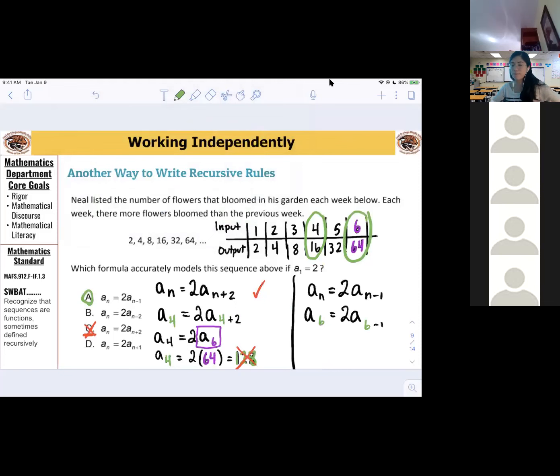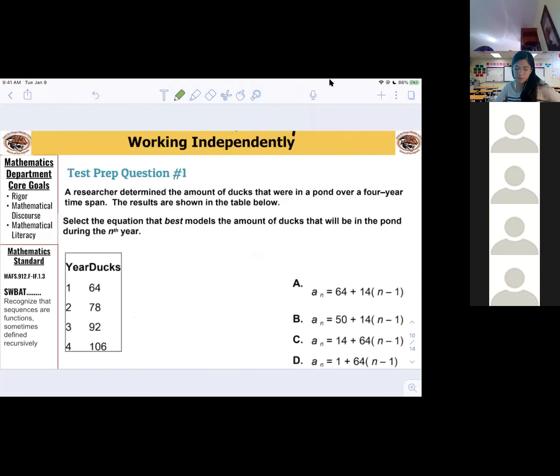Okay, let's do another. The more we practice, the better we're gonna get. Can I have a volunteer read? We're talking about ducks. I love ducks. A researcher determined the amount of ducks that were in a pond over a 4-year time span. The results are shown in the table below. Select the equation that best models the amount of ducks that will be in the pond during the nth year.